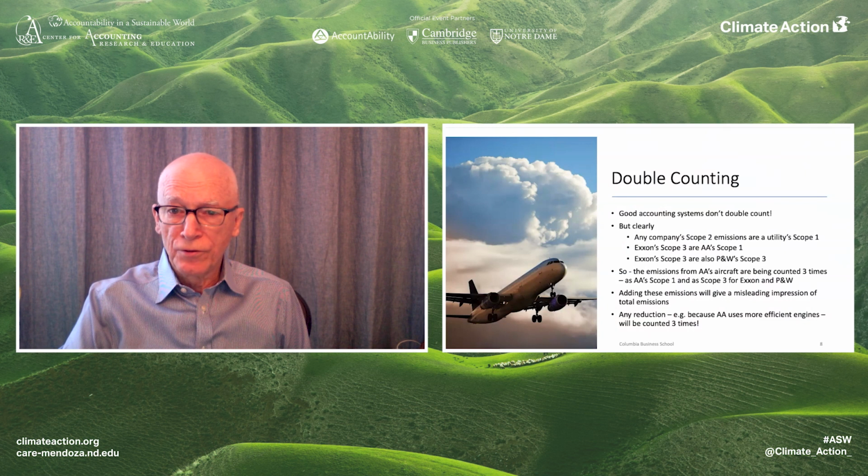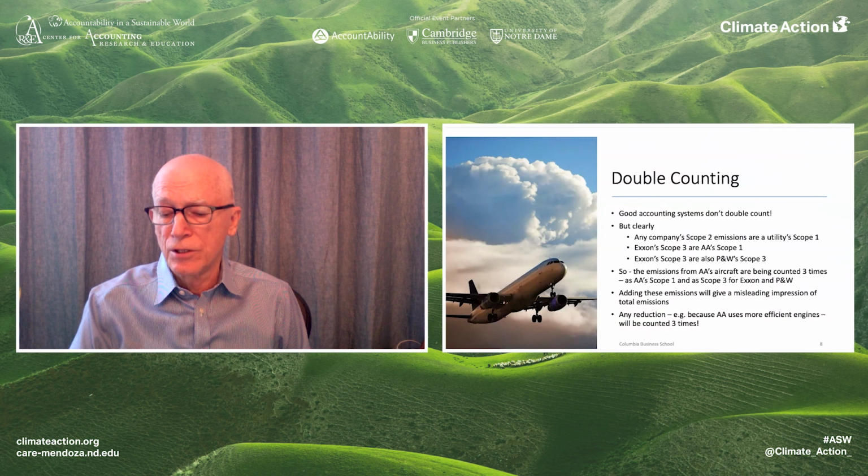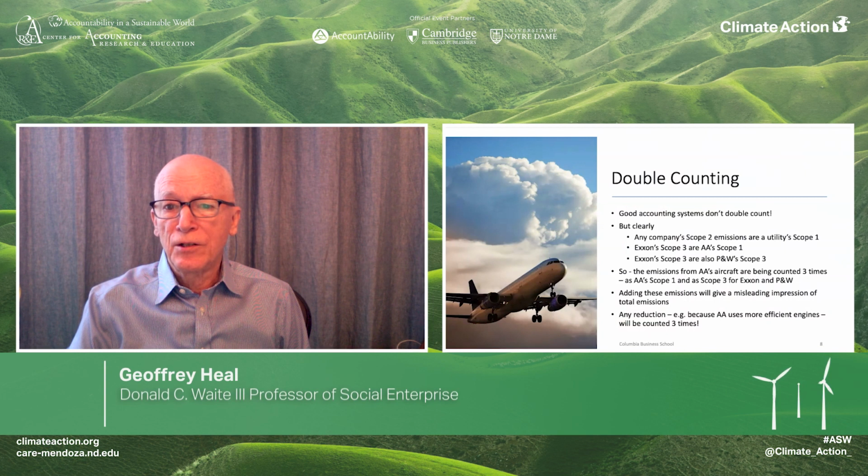One of the things is there's a huge amount of overlap in some of these emissions we talked about here. And good accounting systems really don't double count. It's an absolute sine qua non of an accounting system that it never double counts anything. But if you think about what I've just been through, it's clear that any company's Scope 3 emissions are going to be a utility's Scope 1 emissions.